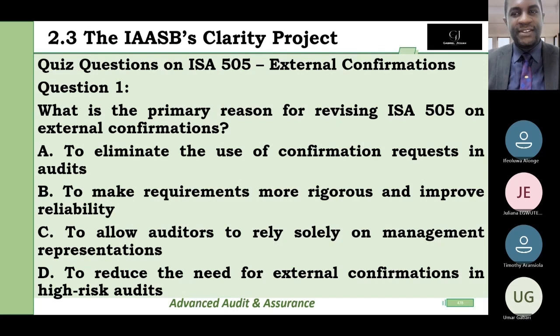What is the primary reason for revising ISA 505 on external confirmations? A, to eliminate the use of confirmation requests in audits. B, to make requirements more rigorous and improve reliability. C, to allow auditors to rely solely on management representation. D, to reduce the need for external confirmations in high-risk audits.